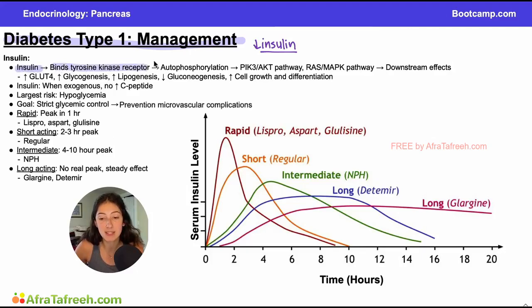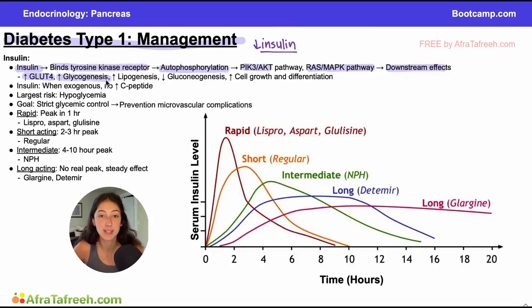Insulin binds to these tyrosine kinase receptors in its target cells, causing autophosphorylation of those tyrosine kinase receptors. This will stimulate several pathways, including the PI3K-AKT pathway and the RAS-MAPK pathway, both of which we talk about in our insulin physiology video. And the activation of these pathways will lead to several downstream effects, including the increase of GLUT4 channels being moved into the membrane. So this will allow more glucose to enter the cell.